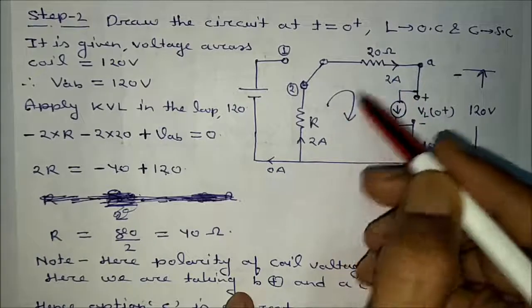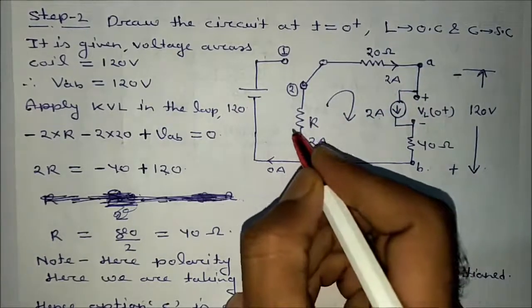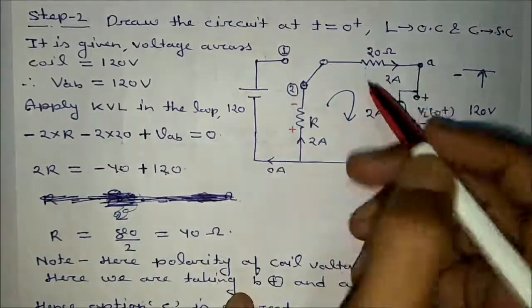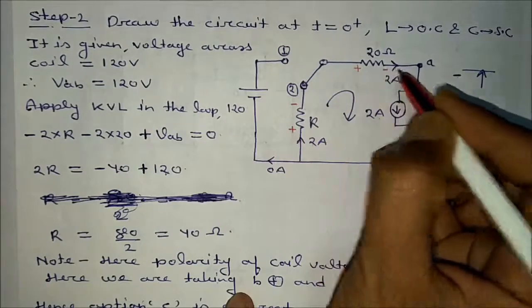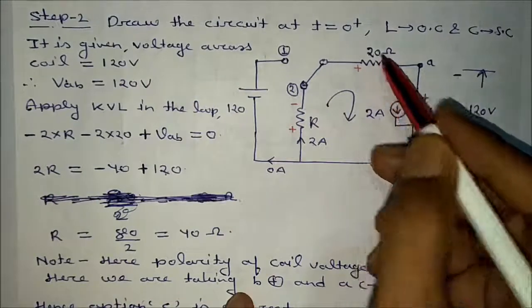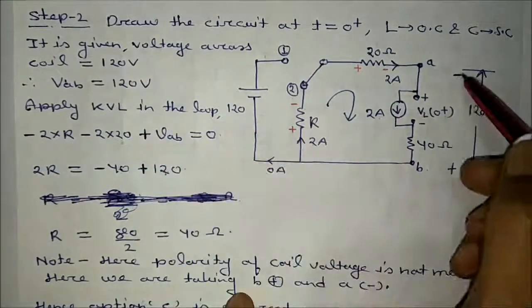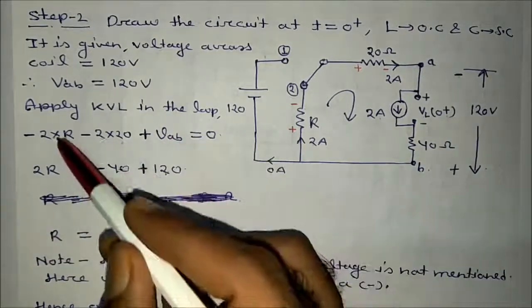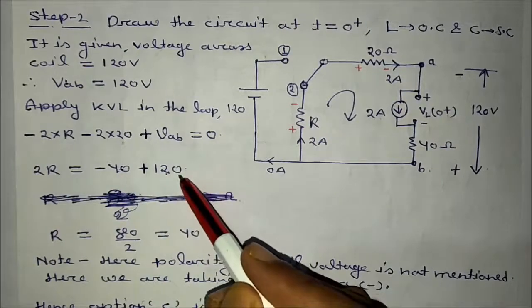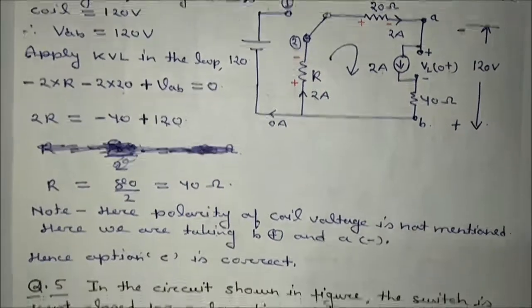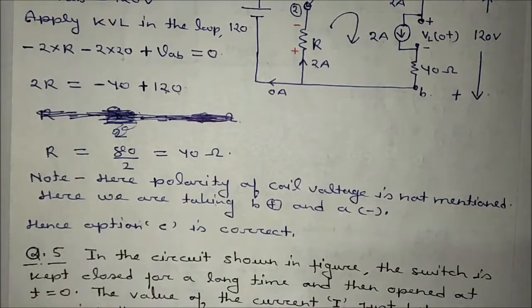Okay. So writing KVL here, what we will get? 2 into R, this will be positive. This will be minus. So 2 into R minus 2 into 20, because all resistances are always energy absorbing elements, that is equal to minus to plus, it is getting voltage rise, that is equal to VAB. So 2R is equal to minus 40 plus 120, that is R is equal to 80 by 2, that is equal to 40 ohm. So what is the value of R in this condition? That is equal to 40 ohm.